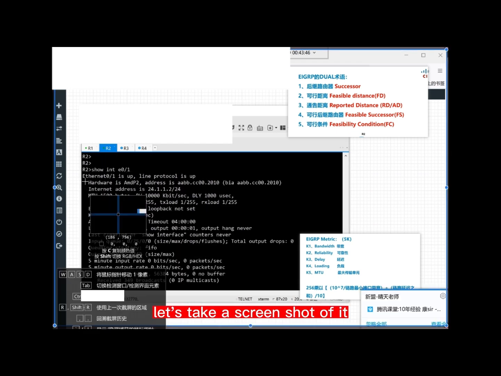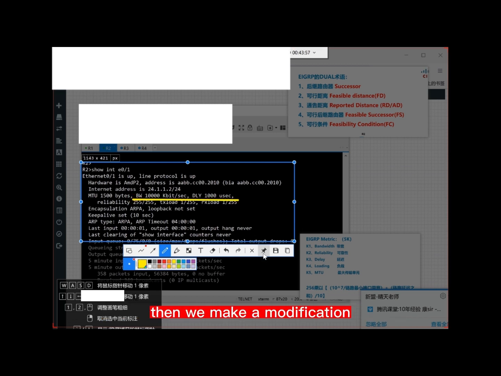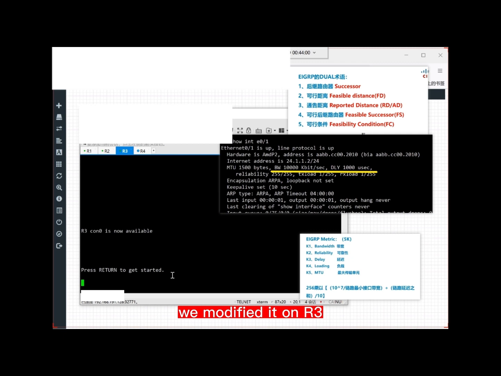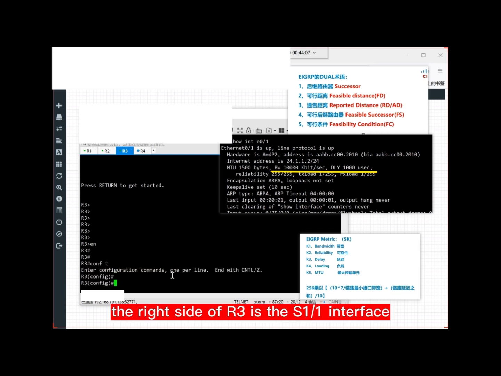Let's take a screenshot of it. This is the bandwidth and latency of the R2 interface. Then we make a modification. We modified it on R3. Then I must go to the interface of R3 first. The right side of R3 is the S11 interface.